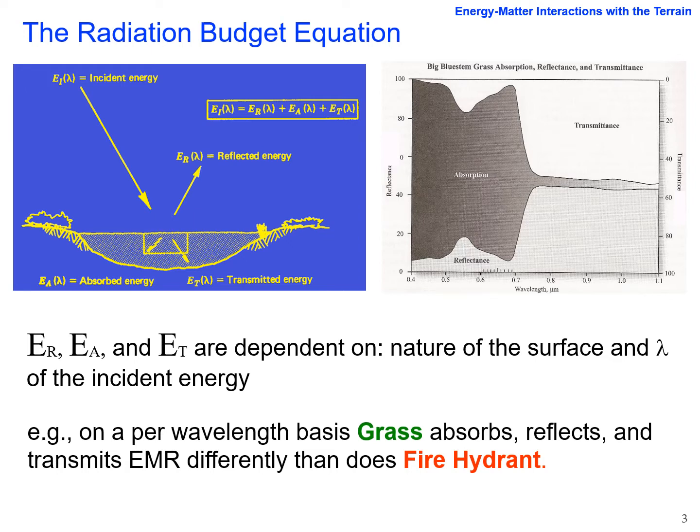So, reflected, absorbed, and transmitted energy dependent on the nature of the surface and the wavelength of the incident energy. So, just to say that on a per wavelength basis, grass absorbs, reflects, and transmits electromagnetic radiation differently than does a fire hydrant. And this is what allows us to tell the difference both in our normal life, looking with our eyes, and for remote sensing.